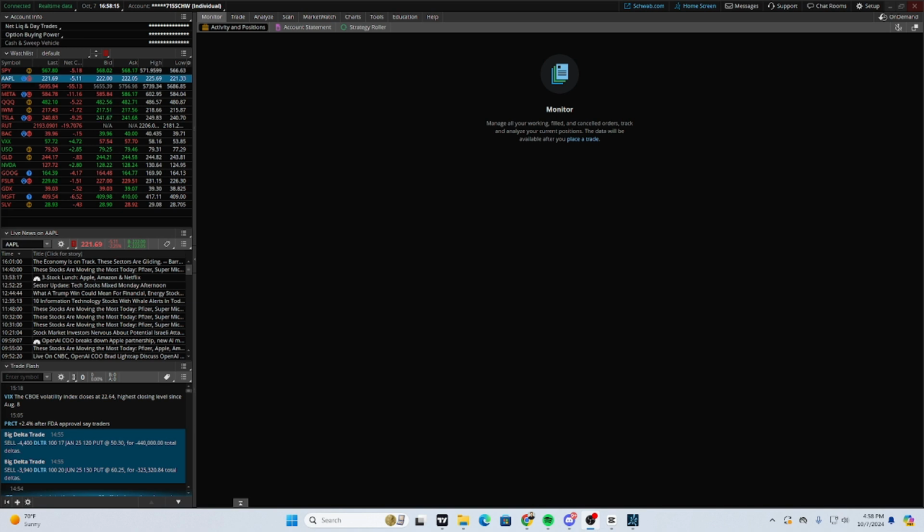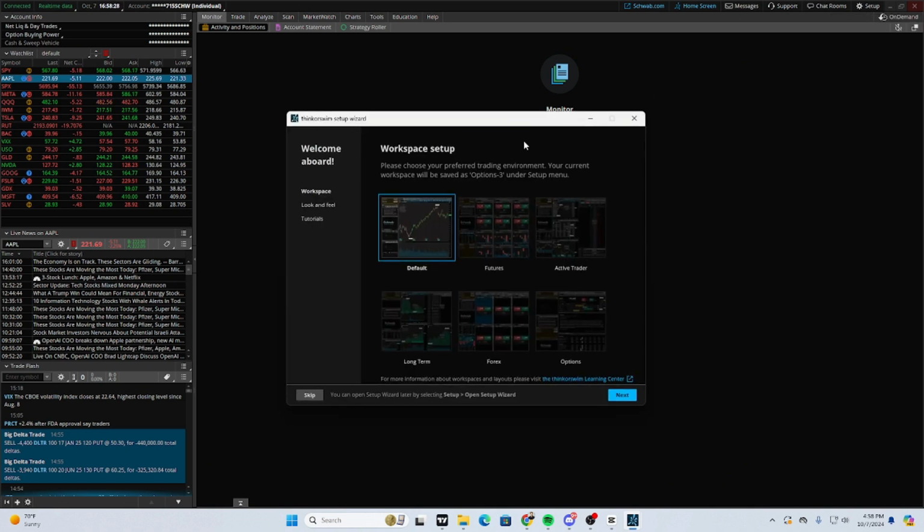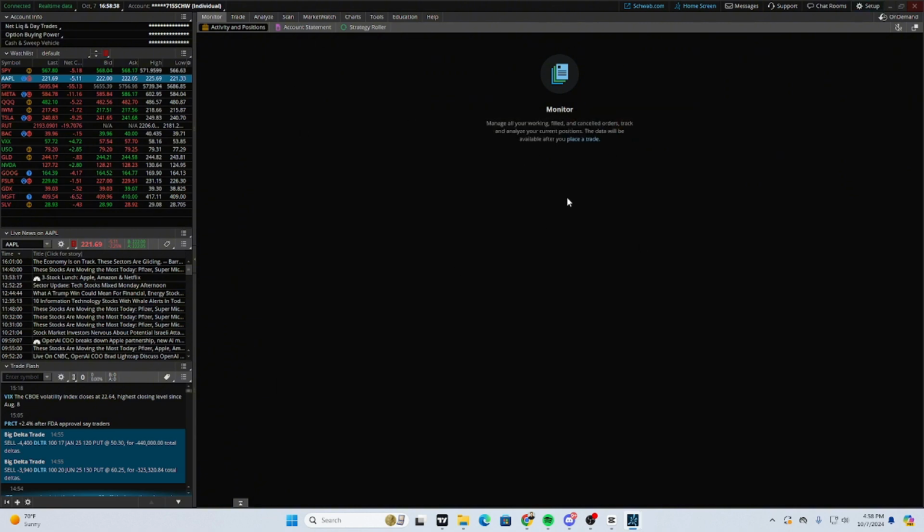They're going to offer a lot of the same tools. They're just going to have a different UI or user interface. So your menu options might just be a little bit different. If your Thinkorswim doesn't look like mine, what you're going to want to do is go to Setup, go to Open Setup Wizard, click on Options down here. You can then customize if you want to like our dark feel, the font size, and then you're going to click Next, and it will restart your application, and you should have a layout that looks a lot like mine.